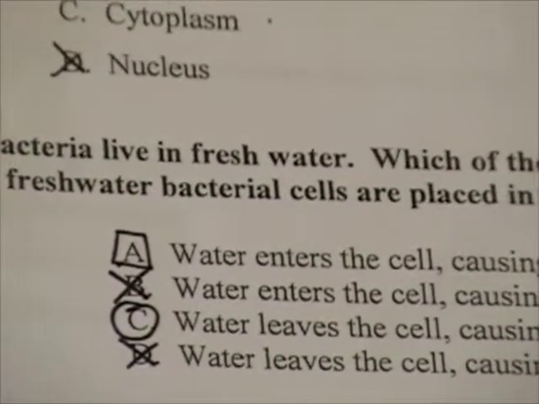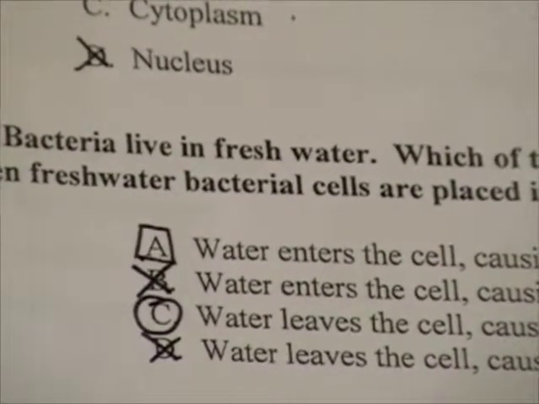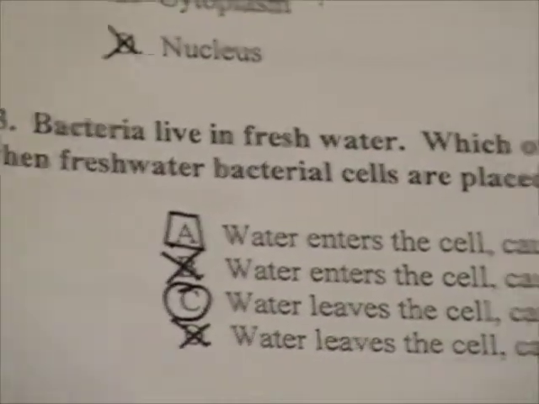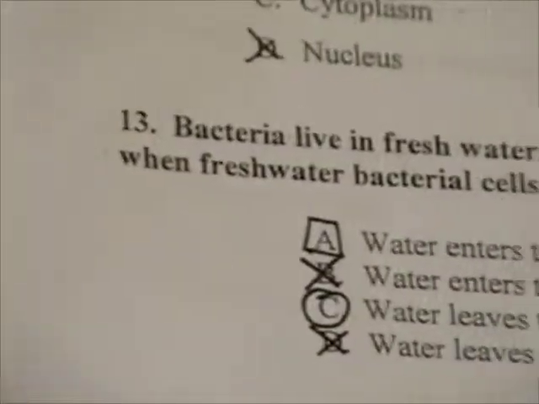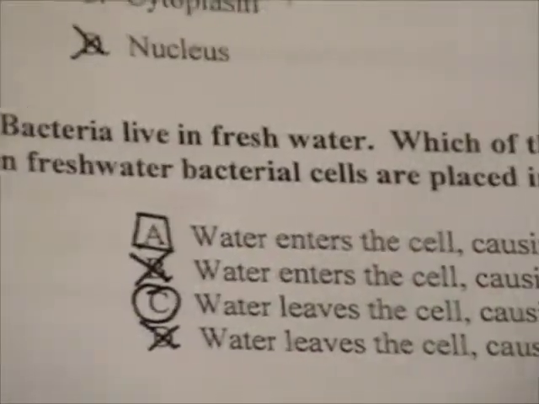But then I put it in salt water. So I bet there's a higher concentration of salt in salt water than there is inside the cell. So I'm going to choose C. The water leaves the cell, causing the cell to shrink. And we're going to cross out A.